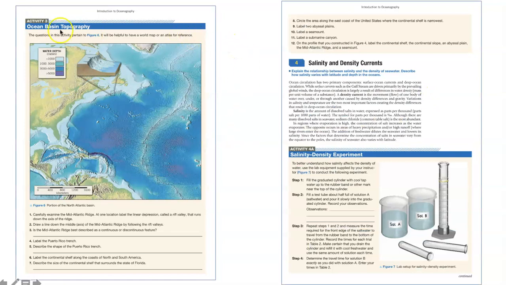The next page shows a map of the Atlantic Ocean, and it asks you to answer about 12 questions related to it. Here's that continental margin portion that's shown right here, and here in the middle is a plate boundary called the Mid-Atlantic Ridge. It's a divergent plate boundary, and the plates on either side are moving apart from each other, as I've shown with the arrows.